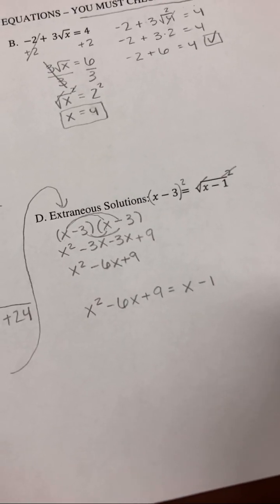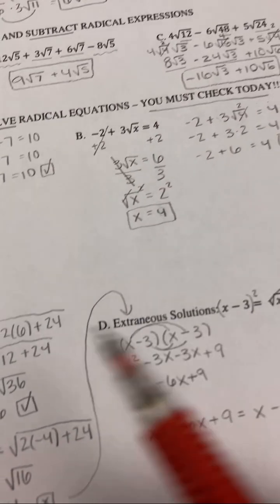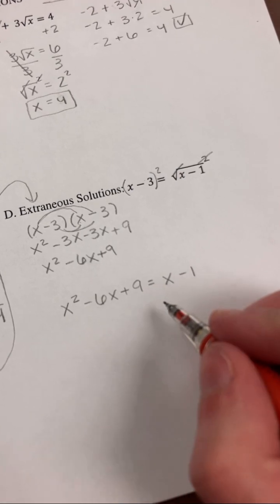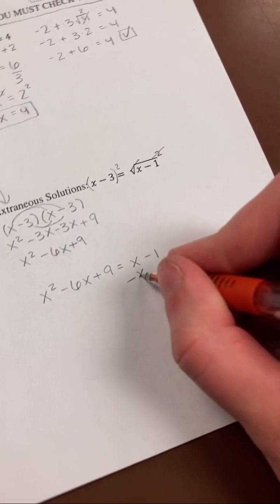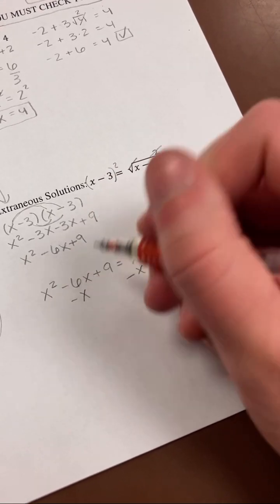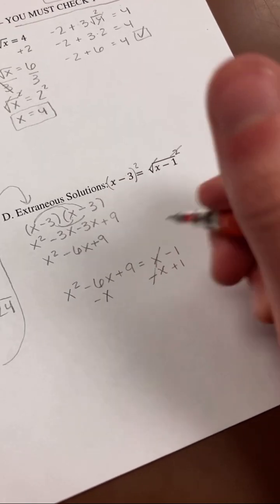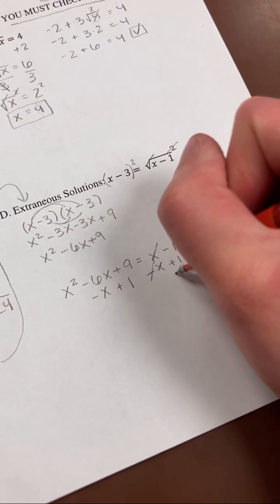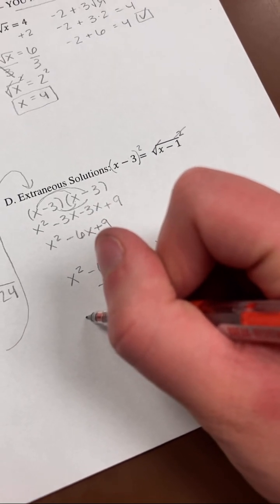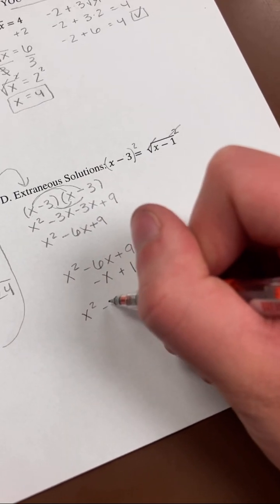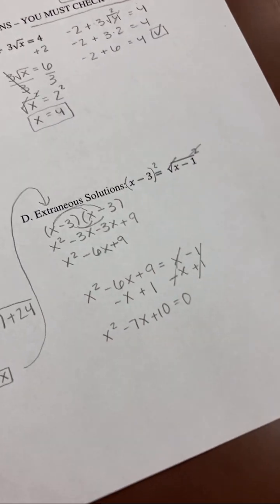All right, now we're back to over here where we had to get it all on one side. Oh, no, where do we have that? I don't know. Okay, I'm going to subtract x on both sides. That cancels out. I'm going to add 1 on both sides. And that cancels out. All right, so I'm going to rewrite what I have. I have x squared minus 7x plus 10, and that equals 0.